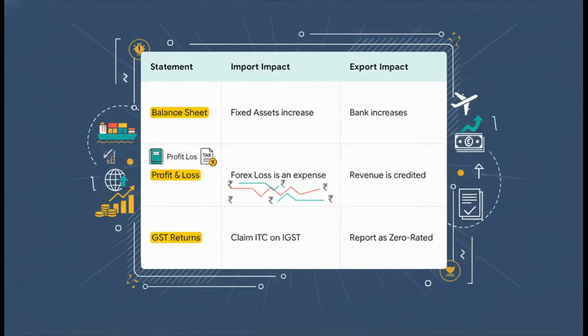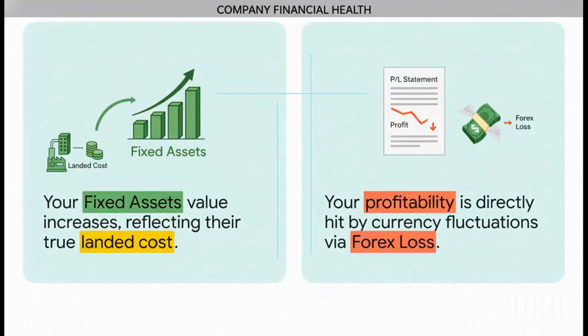This is where it gets interesting. Both the import and the export created a Forex loss expense. The export also, of course, added to our revenue. And finally, you have the tax returns, where each one has its own special treatment. You claim that tax credit on the import, and you report the export as zero. So what's the bottom line here? It's really a tale of two reports.